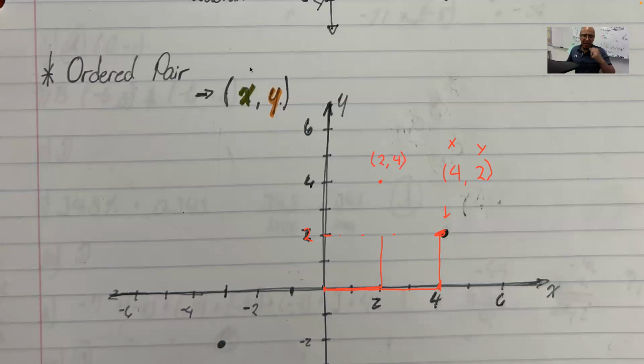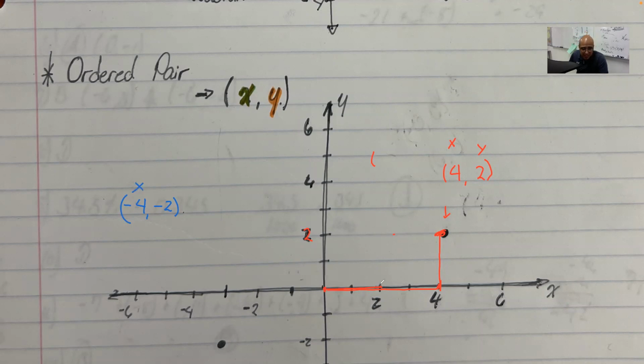Furthermore, let's look at the complete opposite. What if I were to make some of these points negative? All right, so let's use a different color. Let's look for the point (-4, -2). Negative 4, negative 2 would be, again, my x is my first number.